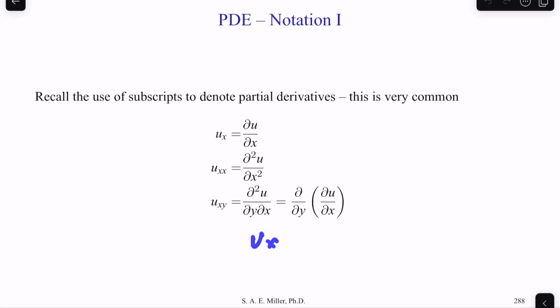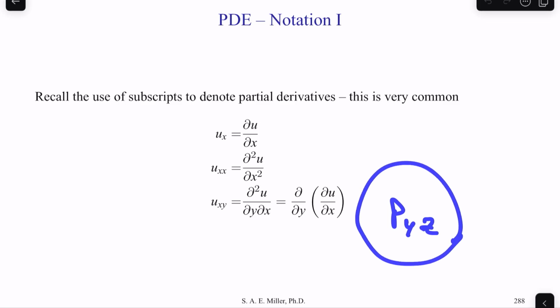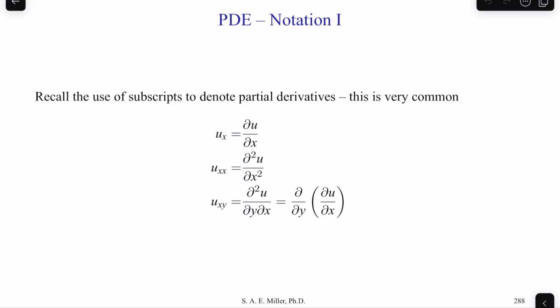So u, x, y. As an example, what would say p yz be? This would be the partial derivative with respect to y, and then z, respectively, in this compact notation. So you'll see a lot of people working in PDE writing things more this way because it's a lot less writing than the way on the right.